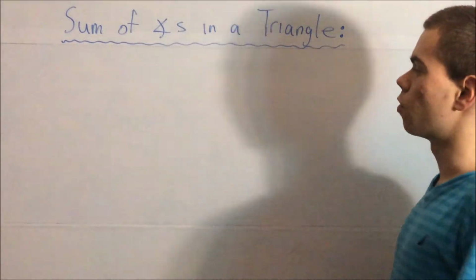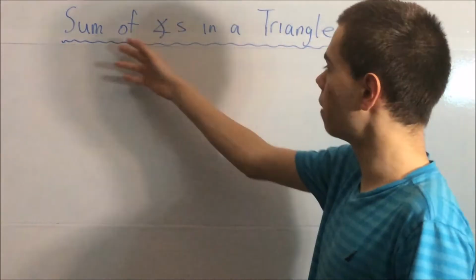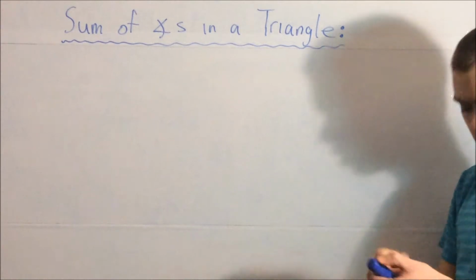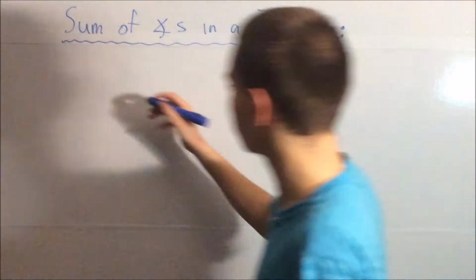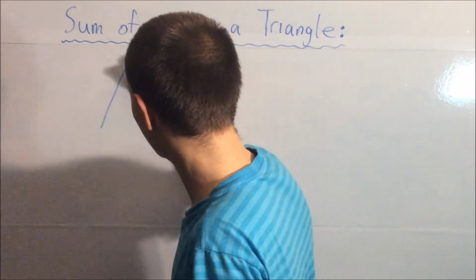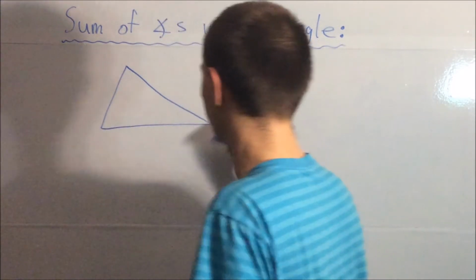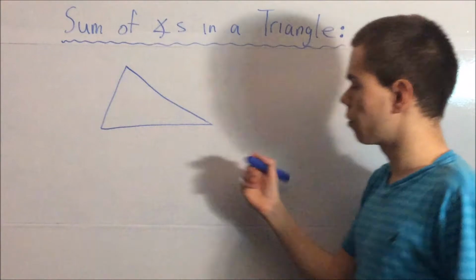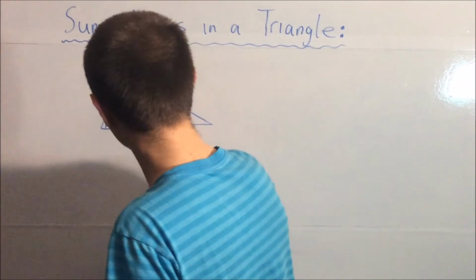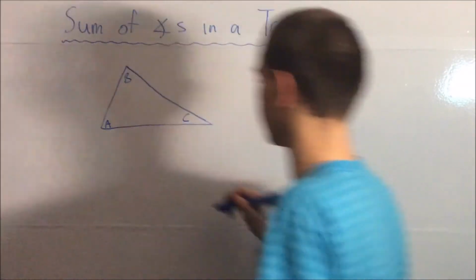In this video, we are going to figure out the sum of the angles in a triangle. So pretty much, let's say we have some triangle like this. So we're going to say we have a triangle that looks like this, right? It could be any triangle. And we're going to say that we have angles A, B, and C.